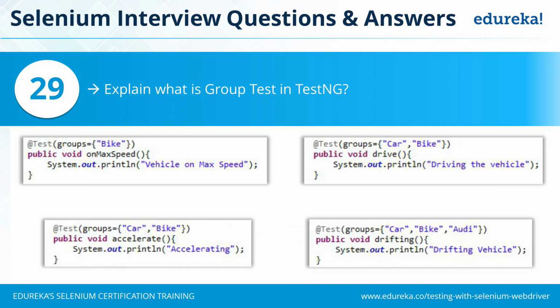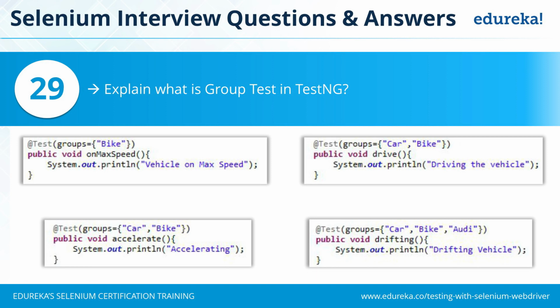Explain what is group test in TestNG. TestNG provides you a feature that the same test case can be a part of multiple groups. If I want to execute a particular group, then all the test cases which have that particular group name will get executed in the particular suite. For instance, I have multiple test cases like onMaxSpeed, drive, accelerate, and drifting. All of these belong to certain groups.